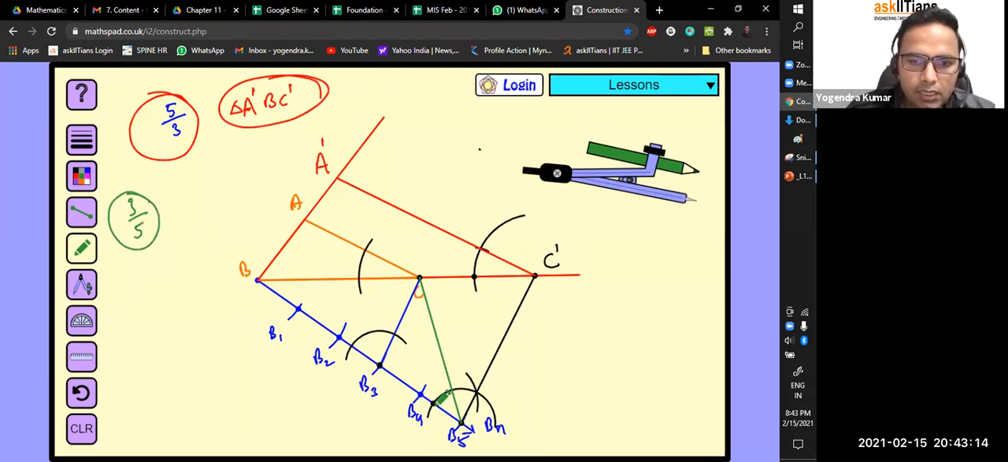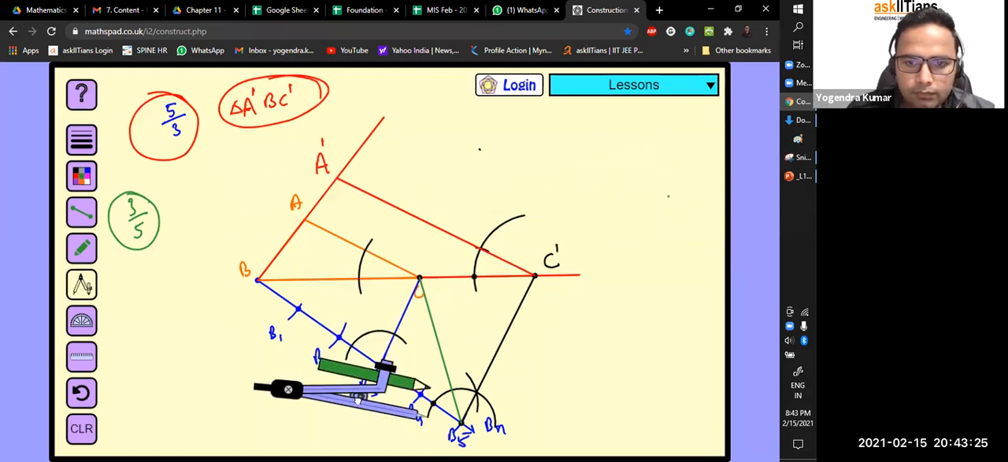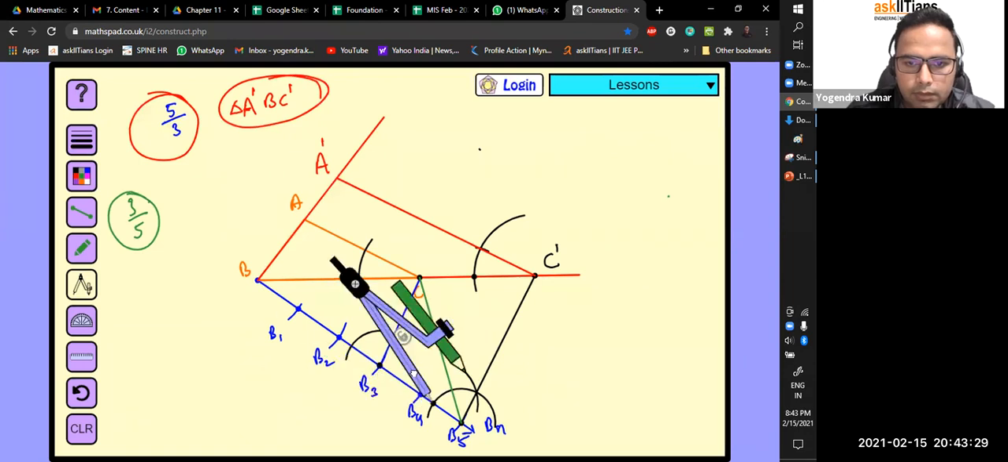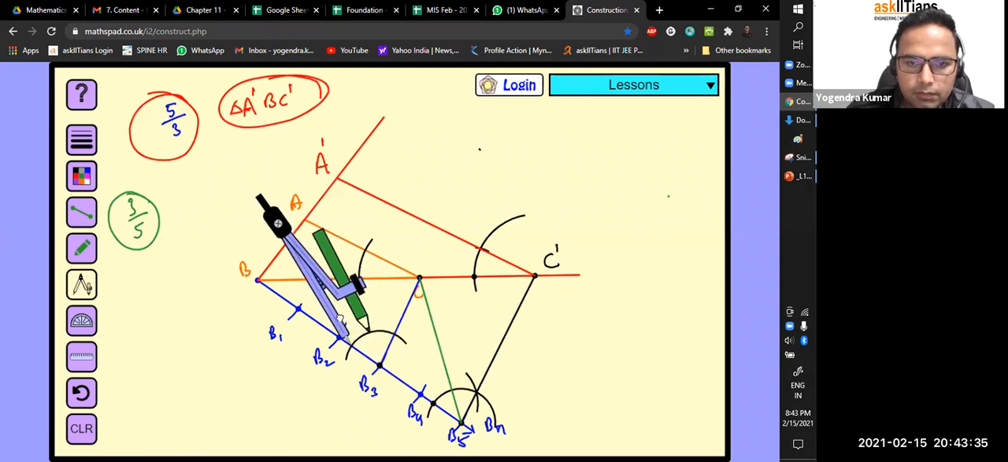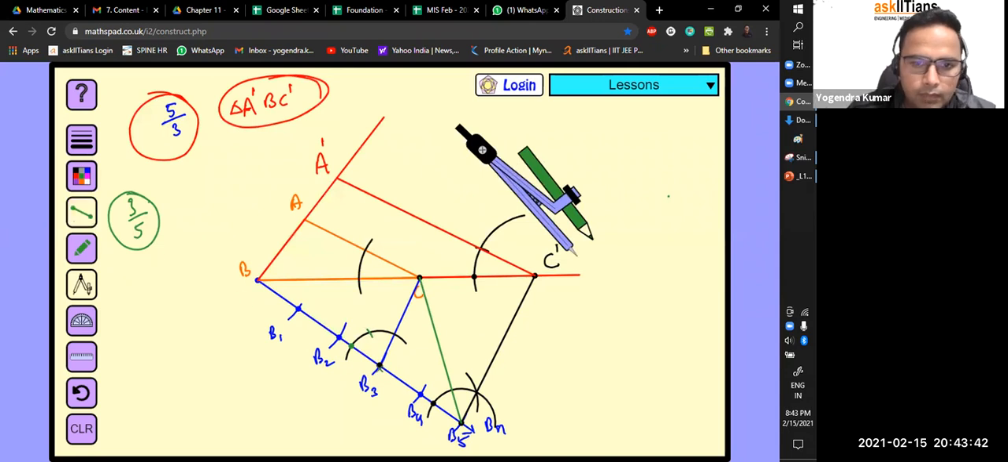Then from B3, I'll draw a parallel line, right? From B3, I'll draw a parallel line. And I'll take it because it is measured here only, right? I know that it is equal. So let me take this here. So I'll be joining it here.